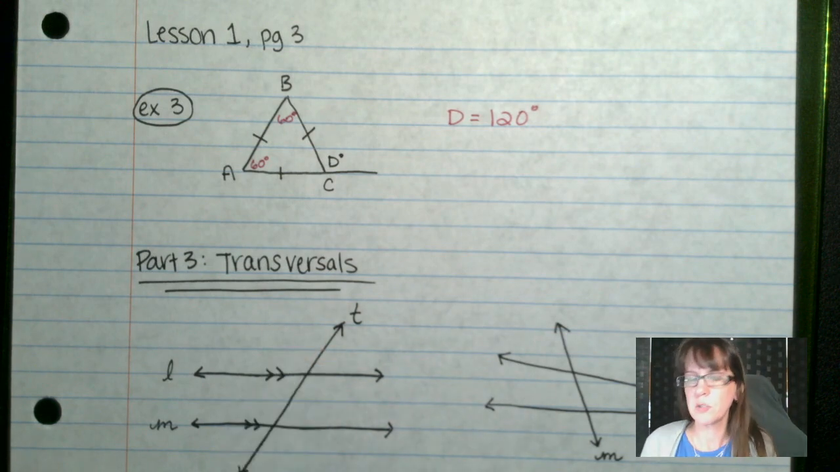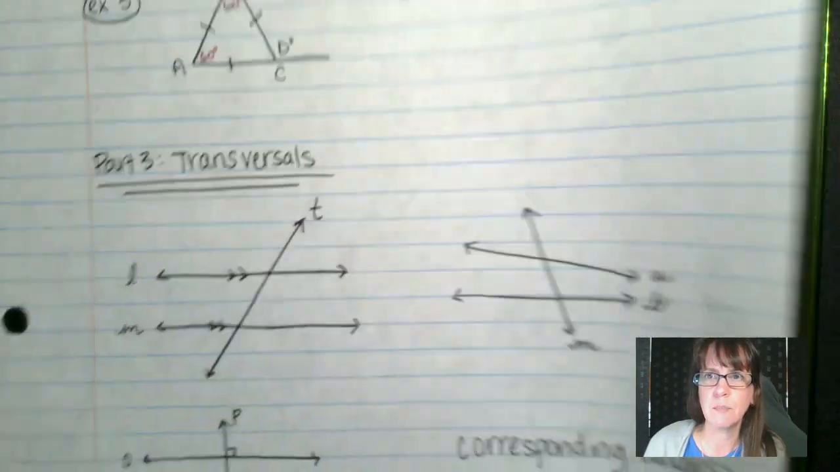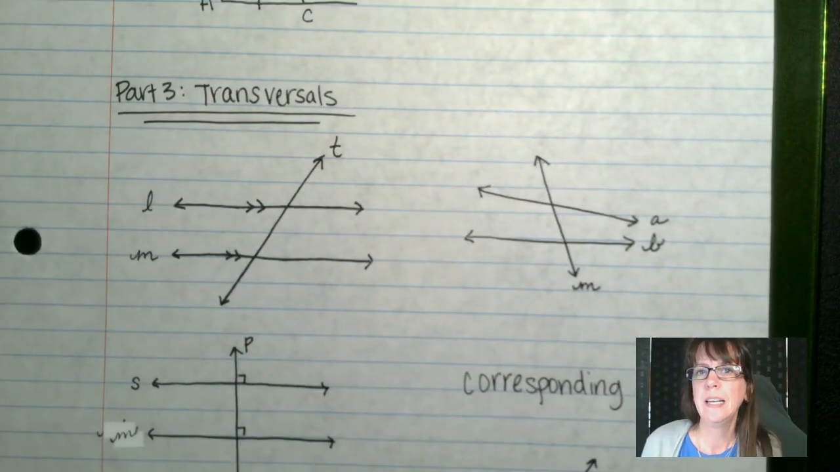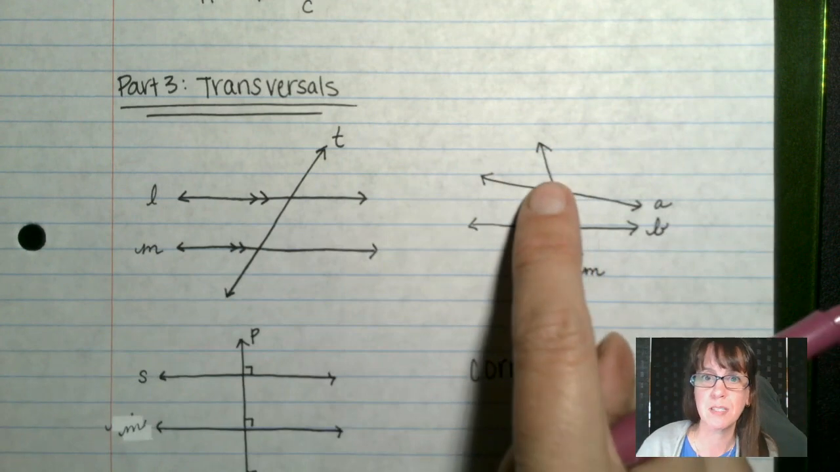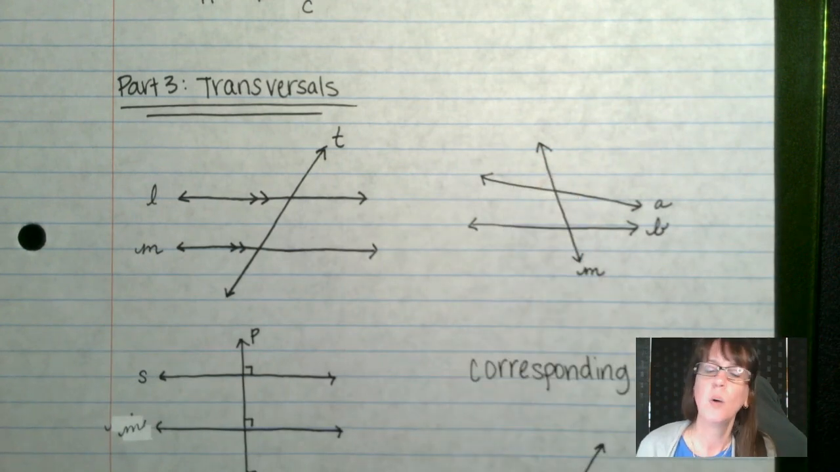All right, let's talk about transversals. Transversals are a line. So if you have two lines that are cut by a third line, then that's a transversal. Now, generally when we're talking about these, we're talking about two parallel lines that are cut by a transversal, but sometimes you can have a situation like this where they are cut.